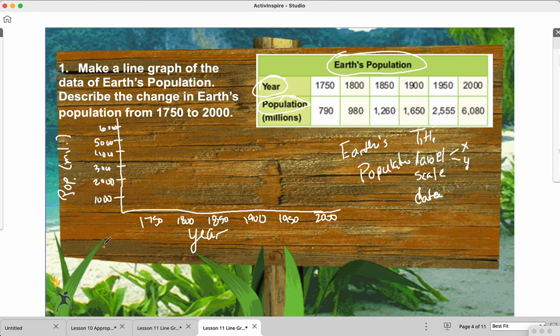Now I'm going to chart my data. So 790. It's not going to be perfect, I'm not going to be exact. A little above half. 1,800, just a little higher.